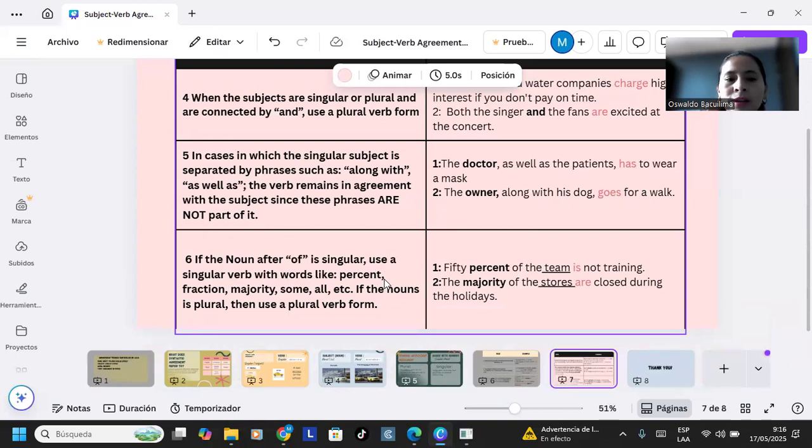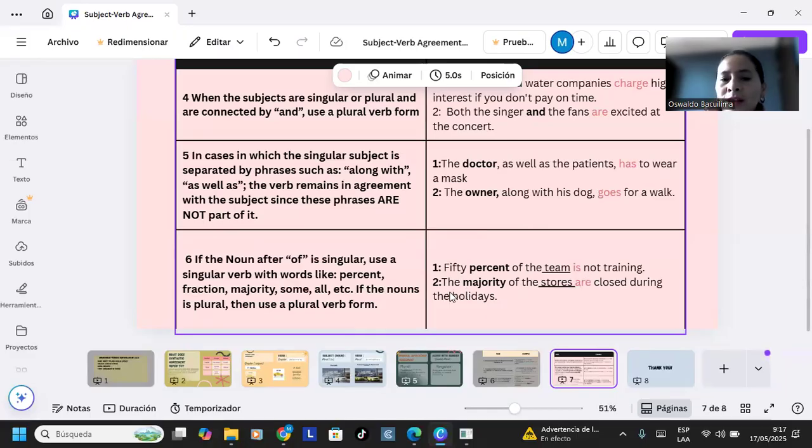And the last rule, if the noun after of is singular, use a singular verb with words like percent, fraction, majority, some, all, etc. If the noun is plural, then use a plural verb form. For example, here, 50% of the team. This is a collective noun, team, is not training. As this is well known as singular, so we put the verb is.